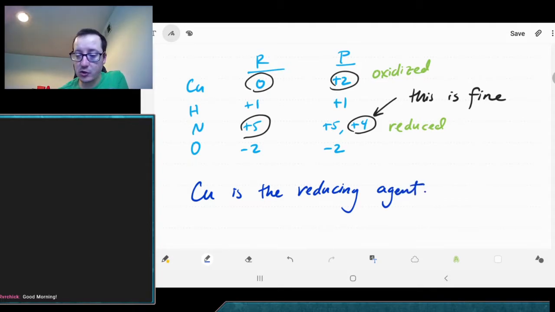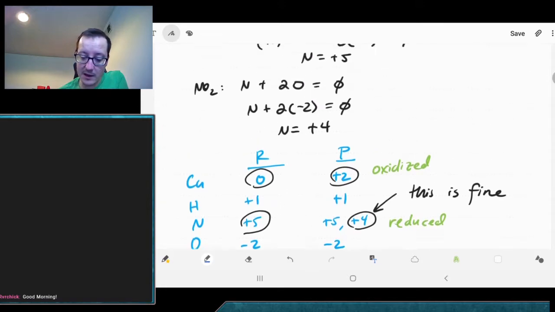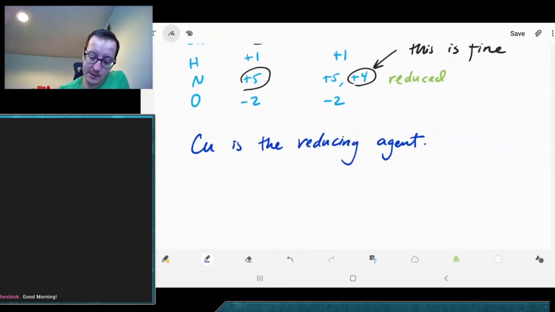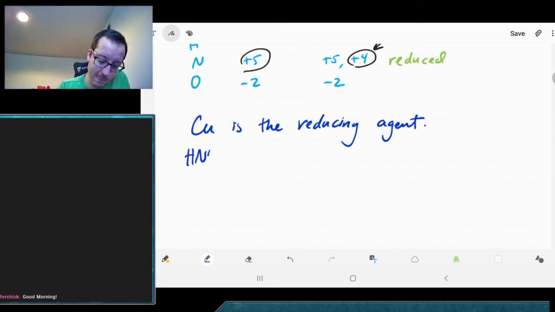And since the nitrogen is reduced, we have to go and look at our chemical equation. We find the component that has the nitrogen in it in the reactants, and that's the nitric acid. So that tells us that nitric acid is the oxidizing agent.